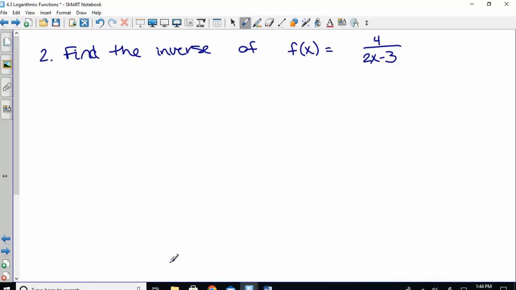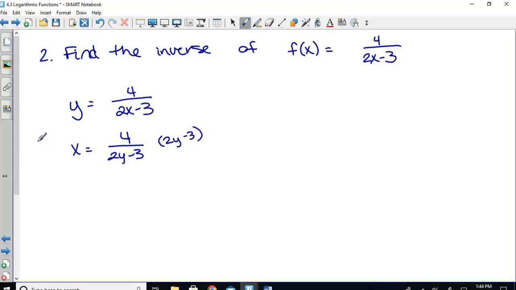All right, if I asked you to find the inverse, what was the first step? Instead of f of x, we wrote a y so that we could switch the x and the y. So it becomes x equals 4 over 2y minus 3. And then what do we do? We're going to solve for y.